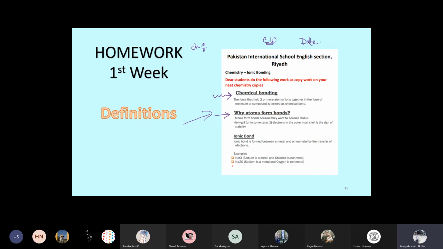Why atoms form bonds, the chemical bonding definition, and the ionic bond definition and its examples. This is not long work, just simple work. So just do it. This is your official homework, only this one. But I just want you to try the magnesium oxide dot and cross diagram. In the next lecture, I will start from here. First, I will discuss magnesium oxide with you, and then we'll move to the next page.